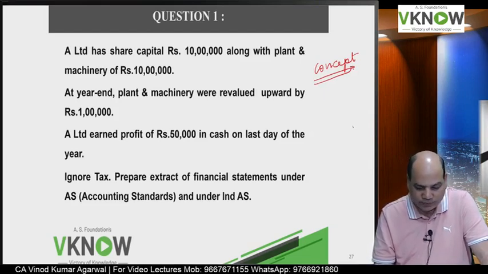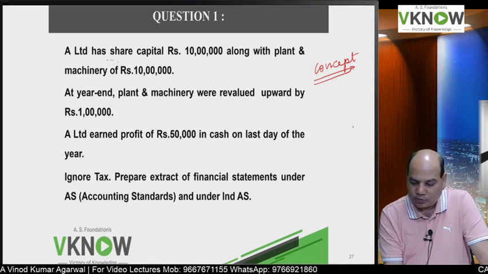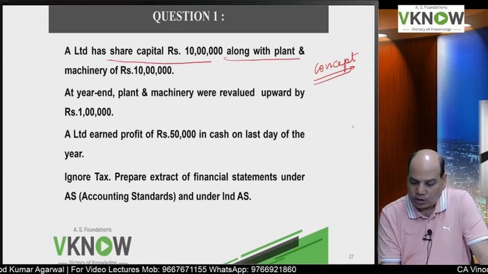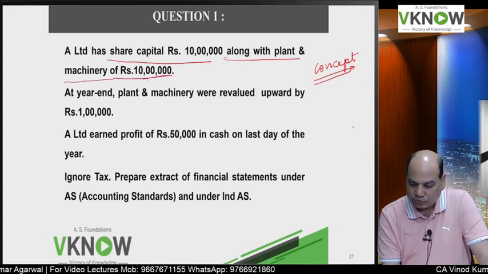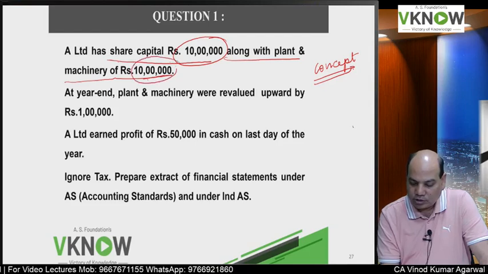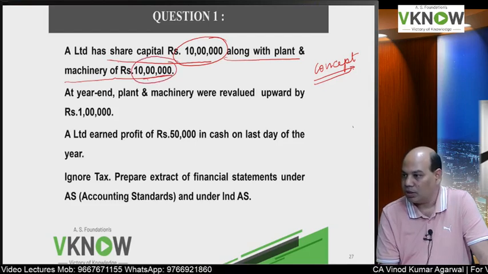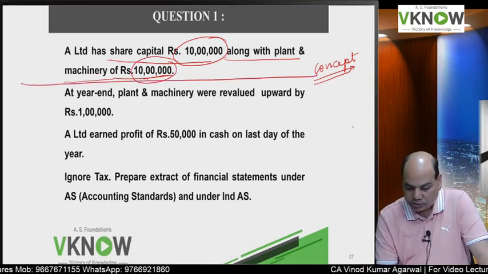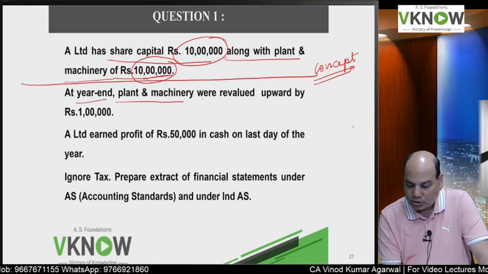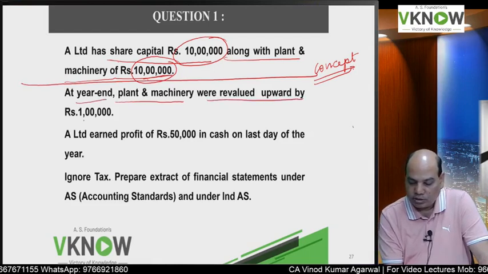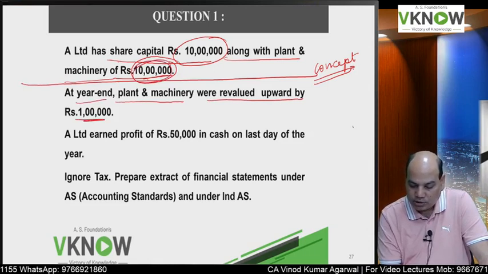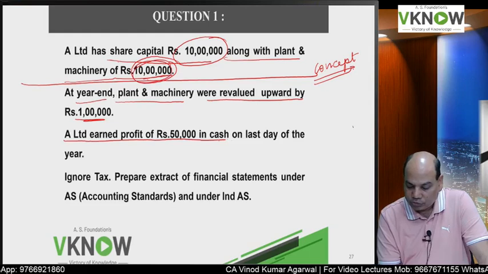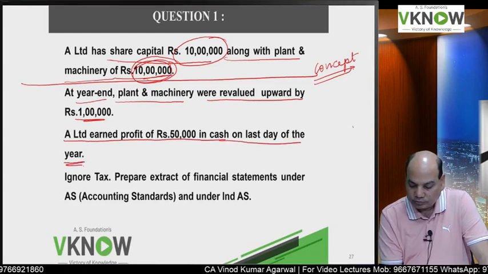Are you ready? A Limited has share capital of rupees 10 lakh along with plant and machinery of rupees 10 lakh. So the opening balance sheet has two items. On the liability side you have share capital, on the asset side you have plant and machinery of 10 lakh. Understood? So this is my opening balance sheet. At the year end, plant and machinery were revalued upward by 1 lakh. So this will become 11 lakh. A Limited earned a profit of 50,000 in cash on the last day of the year.